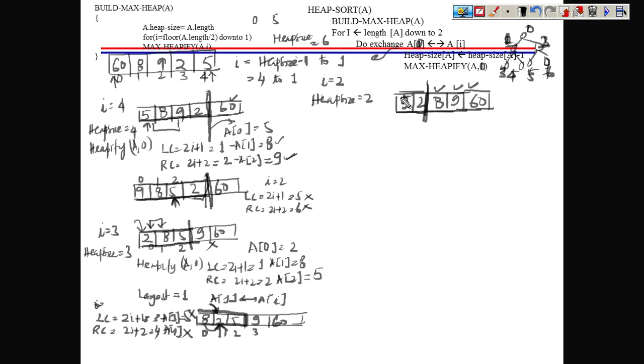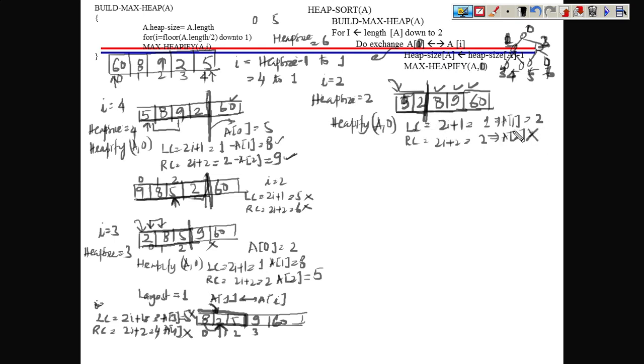Now you need to call Heapify at this index 0. So you call Heapify A0. You need to find out your left child. Left child is 2I plus 1, which is index 1, which is A of 1. A of 1 is 2. And right child is 2I plus 2, which is index 2. So A of 2, actually if you look here, we don't have a right child existing, we have only a left child existing.